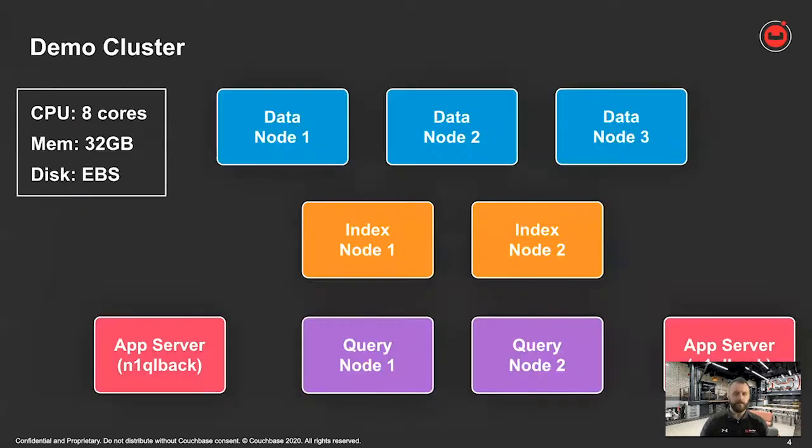We do have a demo cluster set up and running using multidimensional scaling as a best practice. There are 3 data nodes, 2 index nodes, and 2 query nodes. Additionally, we have 2 application servers that are running Nickelback. Nickelback is a CLI tool for stress testing the query and index services. It ships with Couchbase and can be found in the opt Couchbase bin directory. Each one of our nodes in this cluster has 8 CPU and 32 gig of RAM.